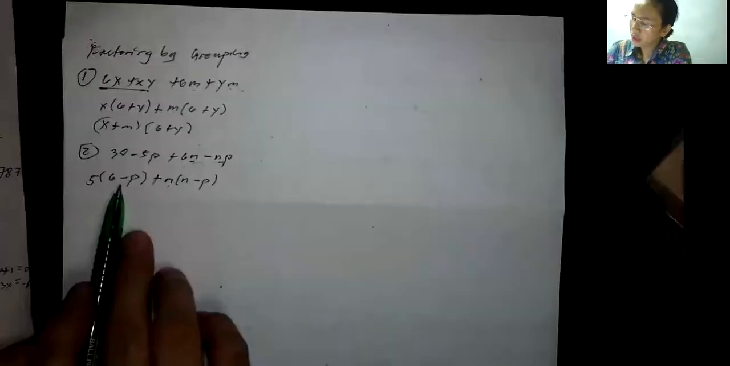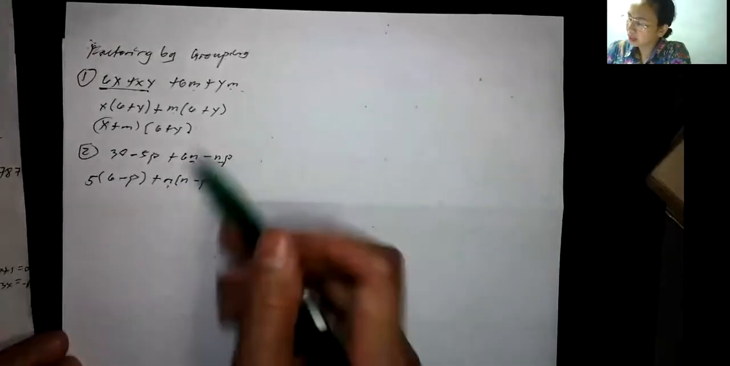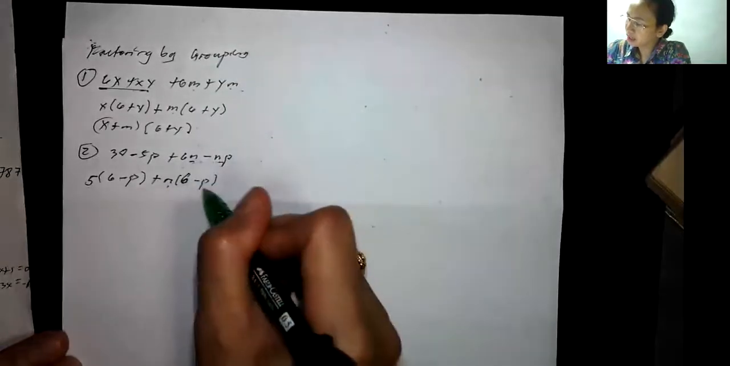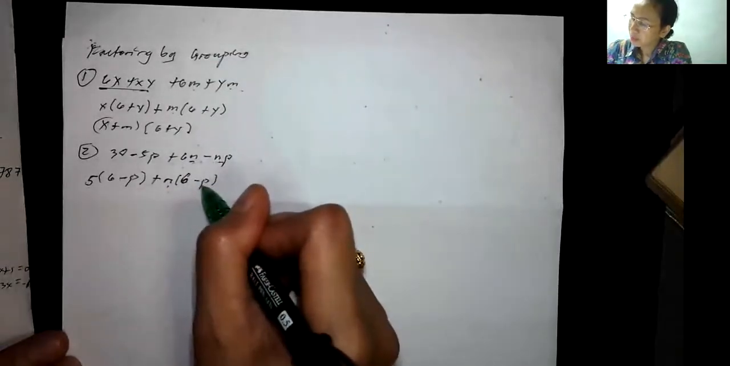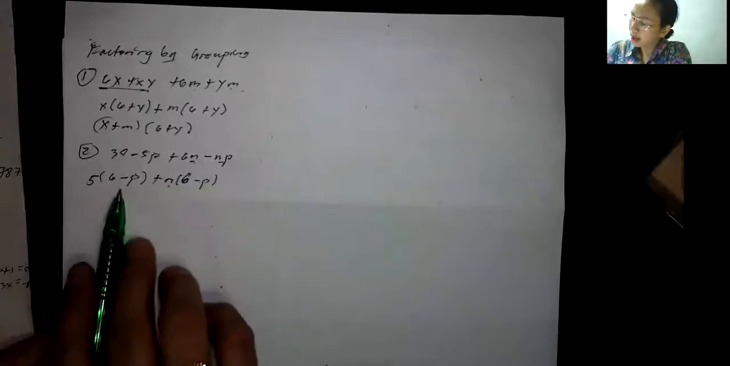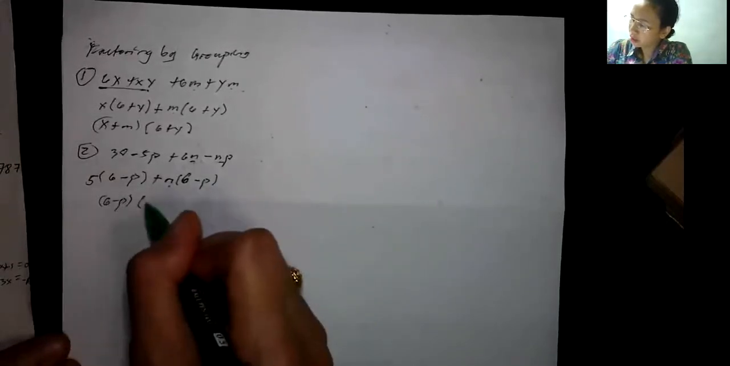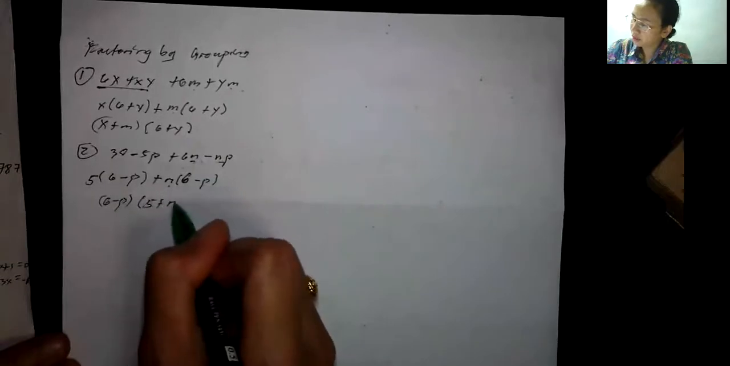So inside the parentheses, correction, 6n divided by n is 6. Negative np divided by n is negative p. So they have the same term inside the parentheses. We can write here 6 minus p, then quantity 5 plus n.